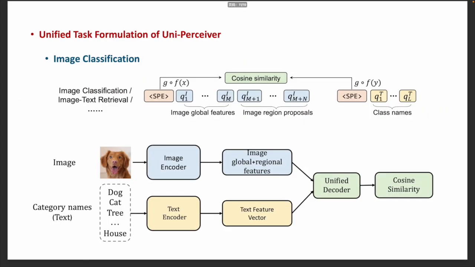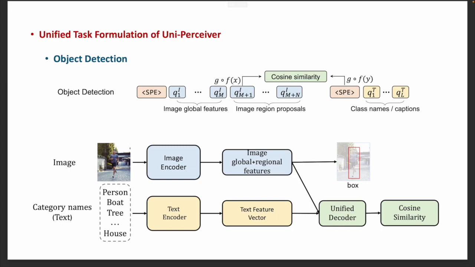For example, for image classification, the input set is the images, and the target set is the category names regarded as text. The representation of the image is the SPE token in the image feature sequence, while the representation of the category names is the SPE token in the text sequence. The formulation of the object detection task is similar to the image classification task, except that the feature of each proposal comes from the general region proposal token.